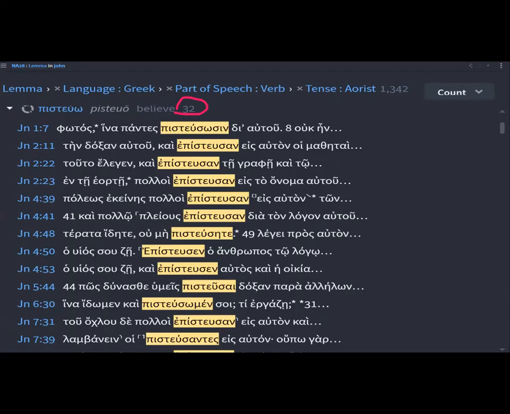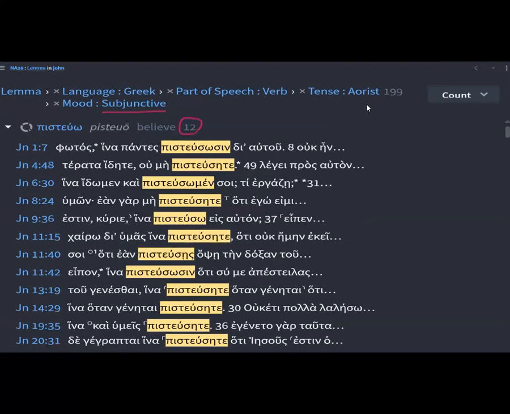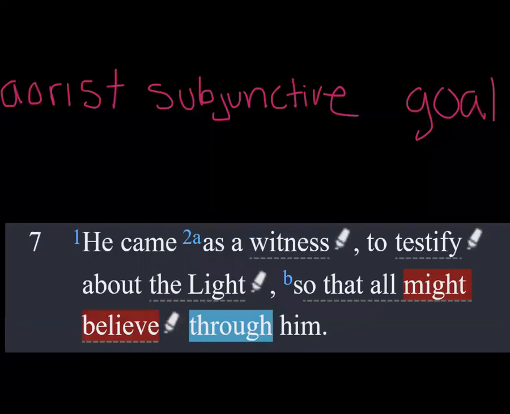Okay, that's 32 for the Gospel of John. So 32 with the aorist. I'm like, wait a minute, we can narrow. That sounds about right. But now, Che suggested we look at the subjunctive. So then it narrows down to 12 times here with the subjunctive mood, the mood of probability, as it's called.